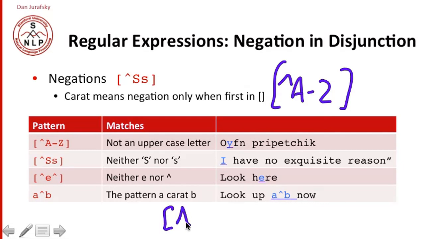Caret A, little a, means neither a capital A nor a little a. And caret E, caret, means not an E and not a caret. So you can see that the caret, when it occurs right after the square bracket, means not, but later on means simply just a caret. So let's take a look at that.